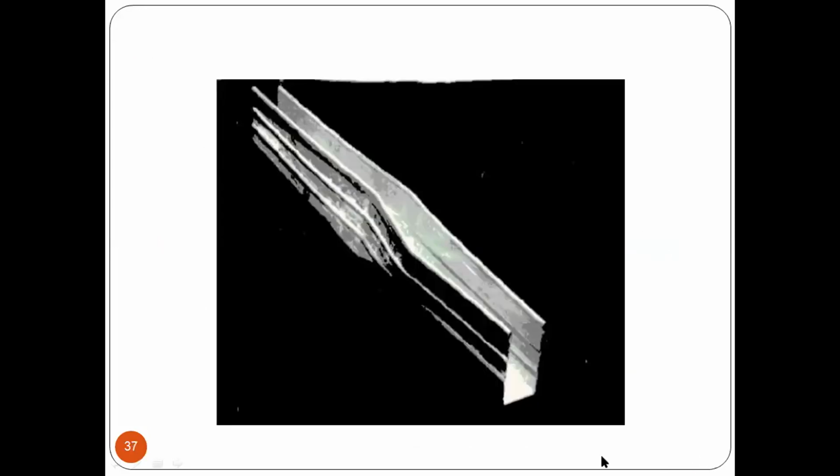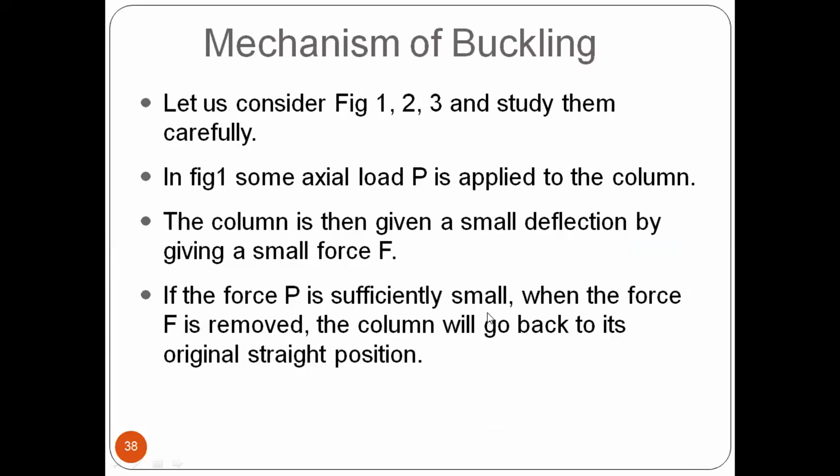Right. So here you can see the buckling in the U section. I mean tubular C section like. So what is the mechanism of buckling? So let me show you some pictures of how the buckling takes place.